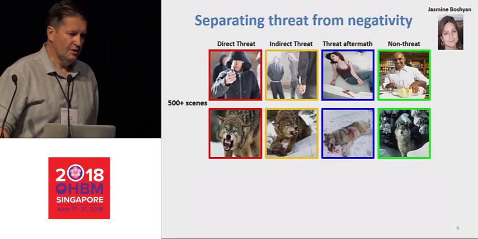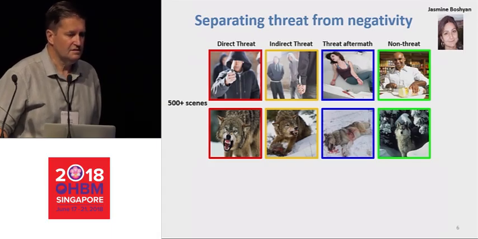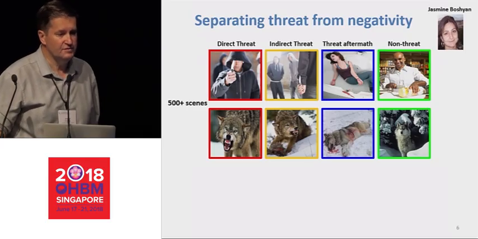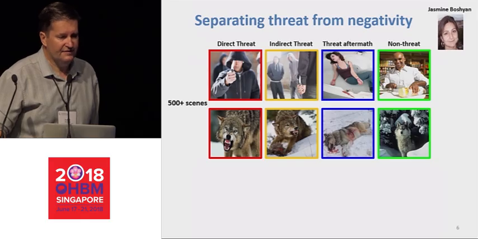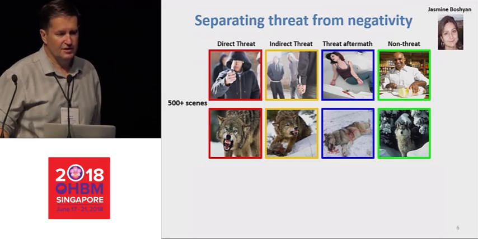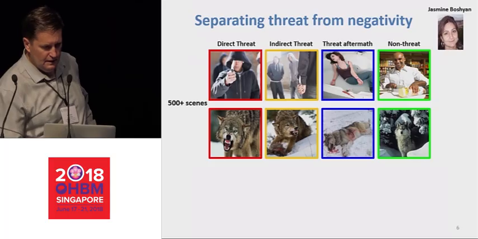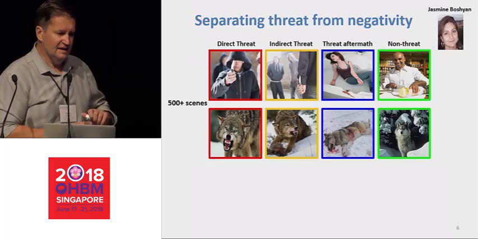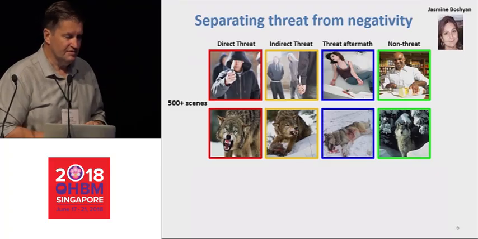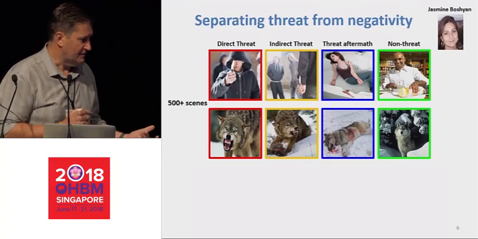So you'll note that the direct and indirect threat differ in the spatial dimension, but are the same in the temporal dimension. The threat is occurring right now, but towards someone else versus towards you. And the indirect threat and the threat aftermath differ in the temporal dimension. The threat is towards someone else, but in one instance it is occurring, and in the other it has already occurred in the past. And obviously this is not a fully balanced design because it's very difficult to come up with pictures where you yourself are hurt and dead, right?